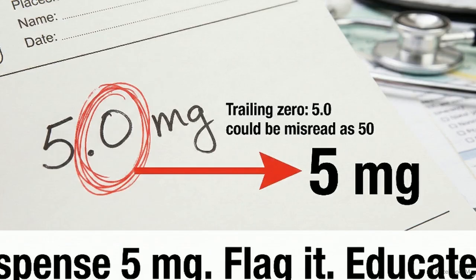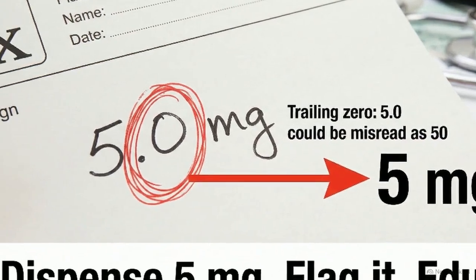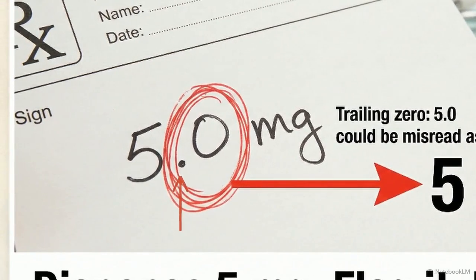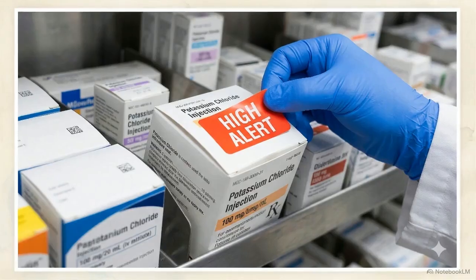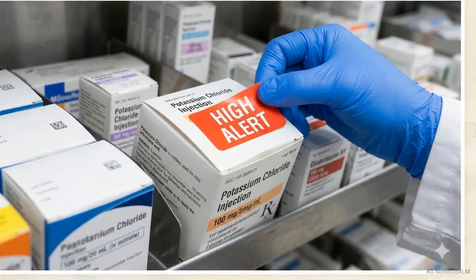Even at the final stages of a prescription, notation matters. A trailing 0, writing 5.0 instead of 5, is often misread as 50. In high-alert medicine, that decimal point is the difference between a therapeutic dose and a fatality. Every high-alert medication must be flagged at the dispensing counter.